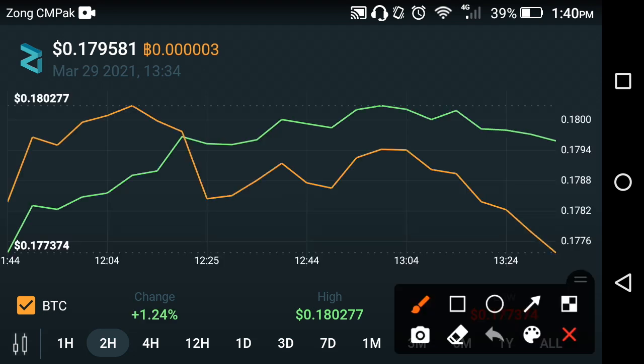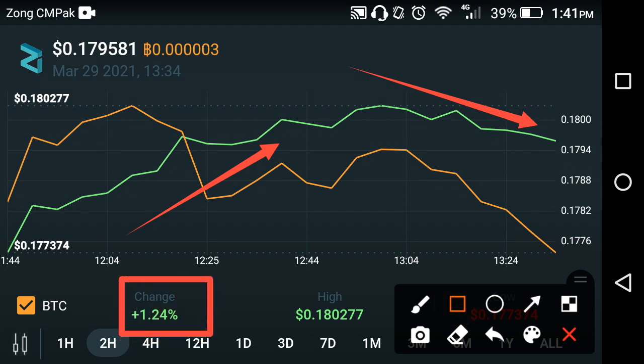As you can see here, the last 2 hour period is absolutely good, but unfortunately in the last hour they are falling down. When we check the last 1 hour result, the Zilliqa price falls down, as you can see in the video. The change of Zilliqa in the previous 2 hours is absolutely good, but the current last 1 hour result of Zilliqa is bad.